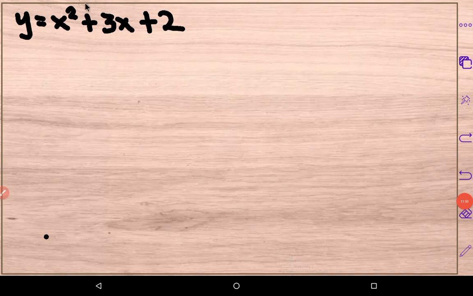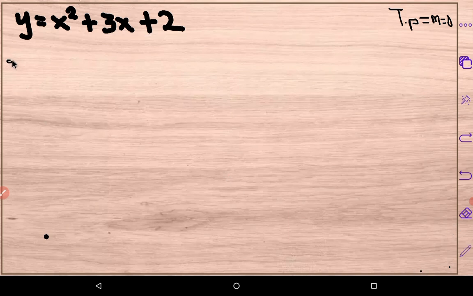Okay, so this is our equation. What we want to find is the turning point, and we've already said that at the turning point, the gradient is equal to 0. So in calculus, how do we find the gradient? We differentiate. That's how we find the gradient in calculus, by simply differentiating, finding dy/dx.